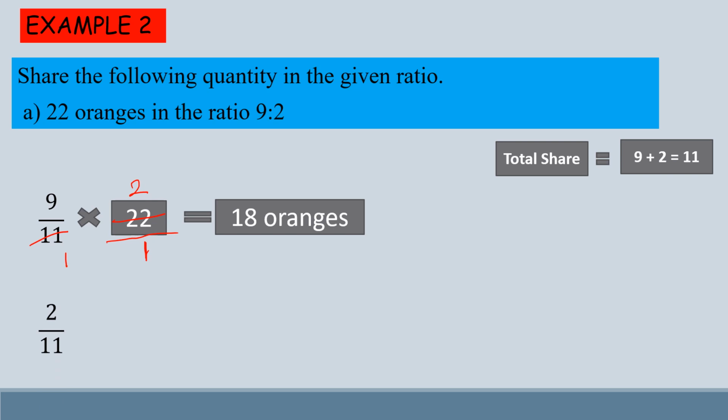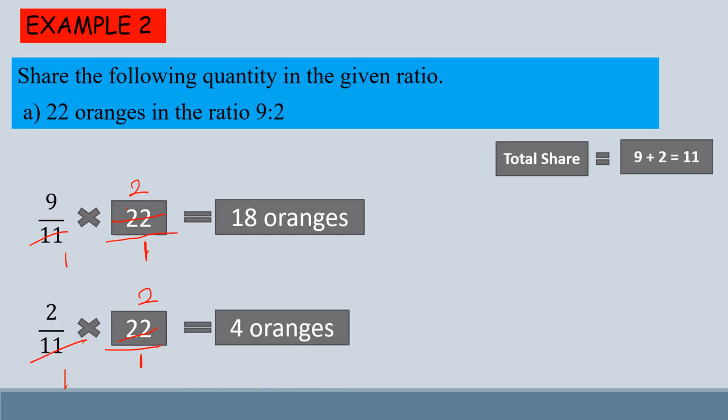And that is going to give us 18 oranges. 2 shares, 2 out of the total 11 shares times 22. Again, you can have this over 1. We're going to cancel. 11 into 11 is 1, 11 into 22 is 2. That's going to give us 4 oranges.